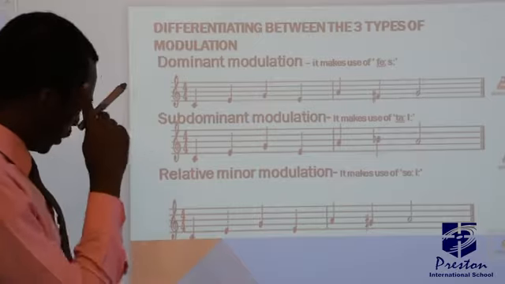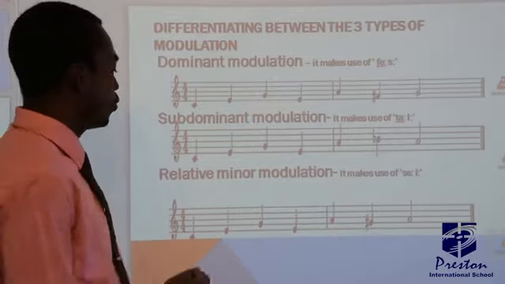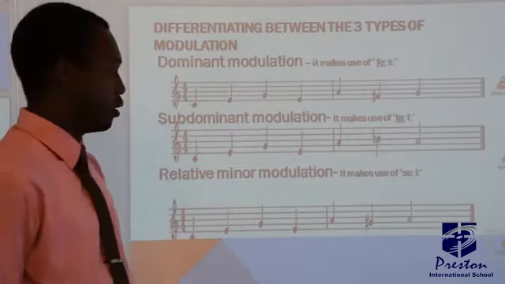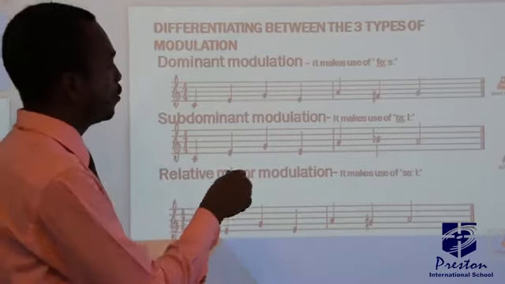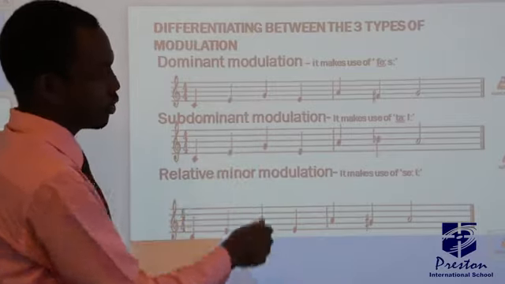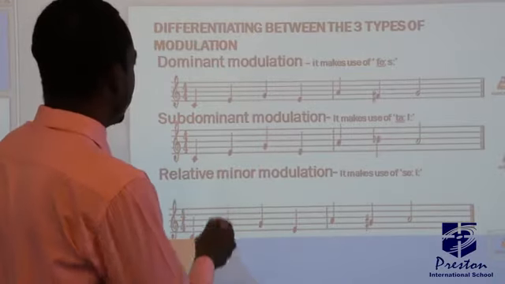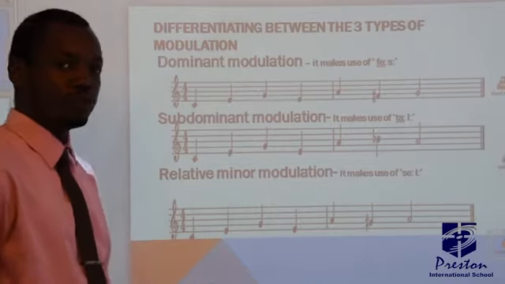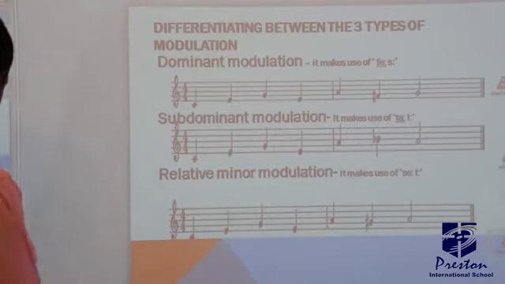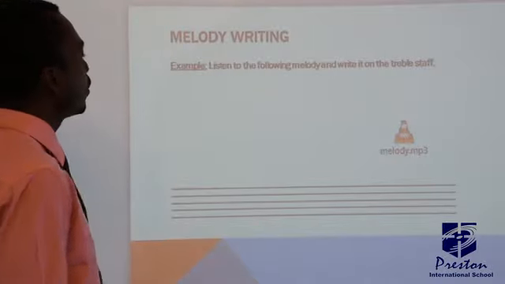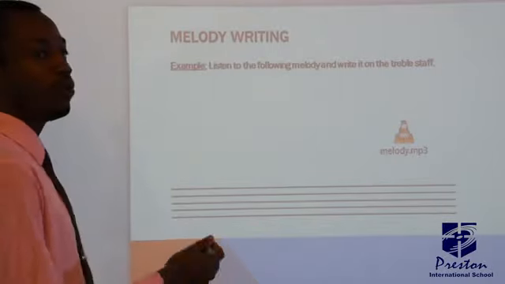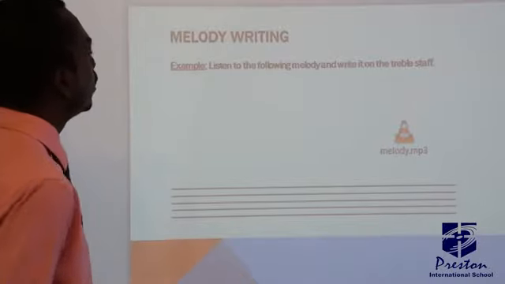Take note of the sound of each of these modulations, and whenever you hear them, you should know how to identify them. I'm going to give you questions on this. You hear different types of these, and you have to tell me whether it is dominant modulation, subdominant, or relative minor. And the last but not the least is the melody writing. You listen and you write whatever you have heard.